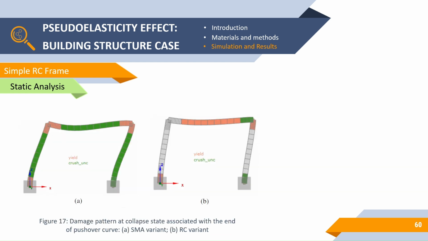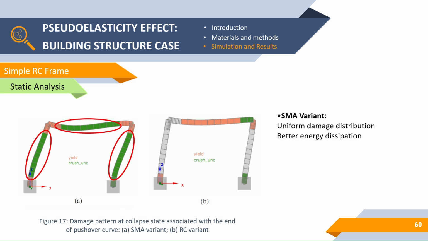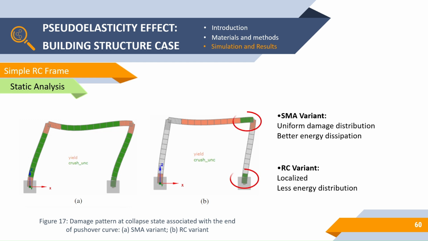Now, Figure 17 shows the damage pattern at collapse states between shape memory alloy and reinforced concrete variants. As you can see, shape memory alloy variants distribute damage more uniformly, involving all members, which results in better energy dissipation. While in the reinforced concrete variants, the damage is localized, leaving some areas unaffected, which results in less energy distribution.